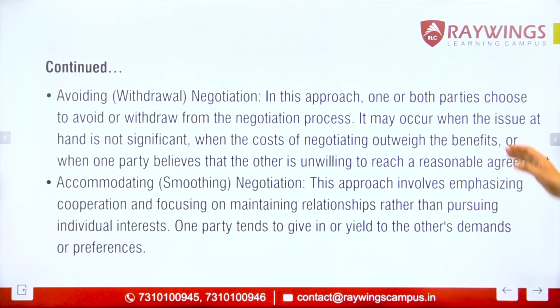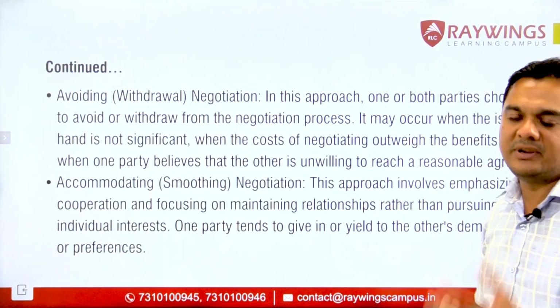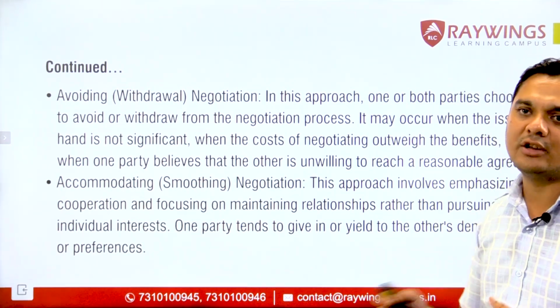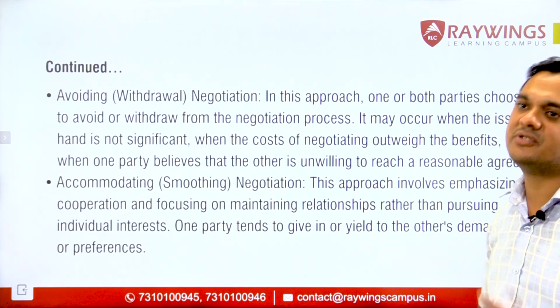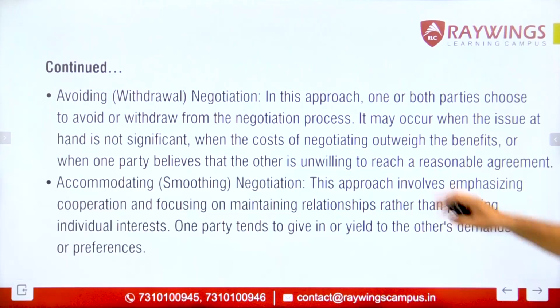So this is when the cost of negotiating, meaning जब ज्यादा फायदा नहीं होता है negotiate करने से, तो हम क्या करते हैं? अपने आप को withdraw कर लेते हैं. Either of the parties tries to withdraw themselves from this process and they just leave it. Okay, and that is why they are unwilling to reach a reasonable agreement जिसका कोई फायदा नहीं है.